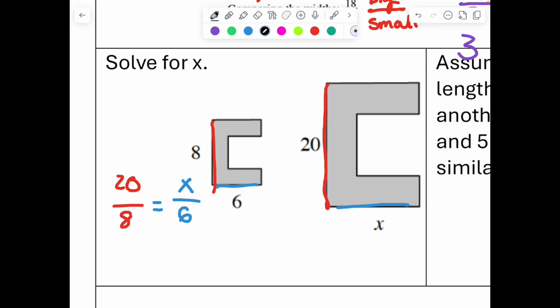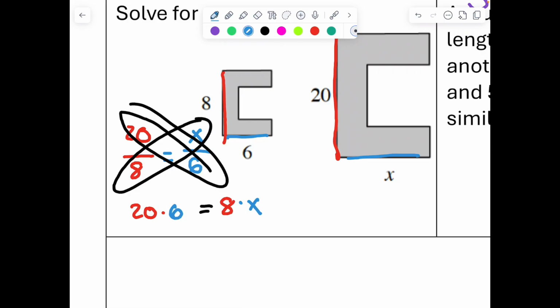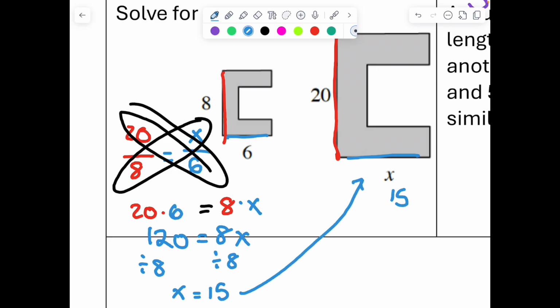Okay? In our algebra boot camp, we talked about how to cross multiply, so we can do that here. This is where we just multiply the diagonals of each fraction. So we would have 20 times 6, and then 8 times x on the other side. Okay, 20 times 6 is 120, and that's equal to 8x. So we can divide both sides by 8, so that x is 15. So that missing side is 15.